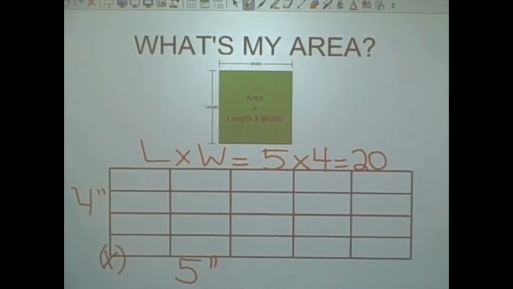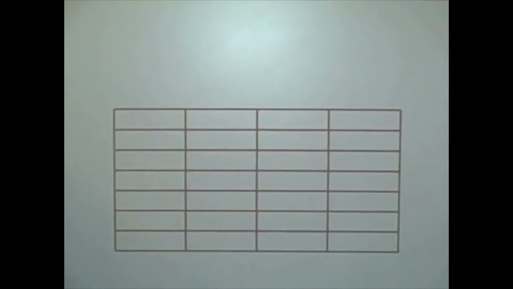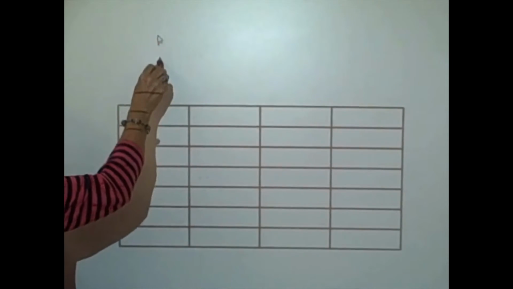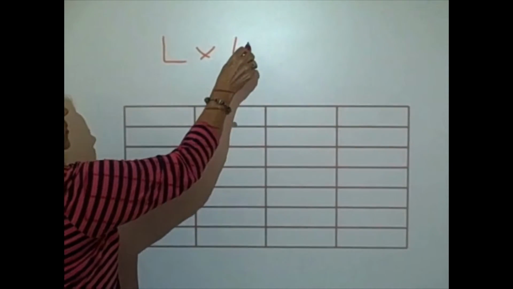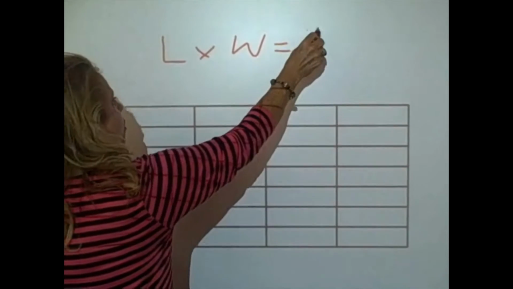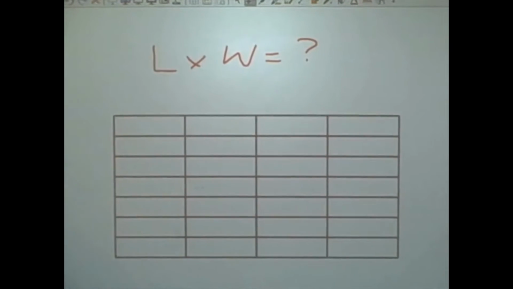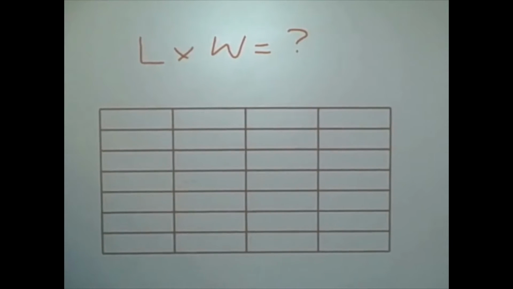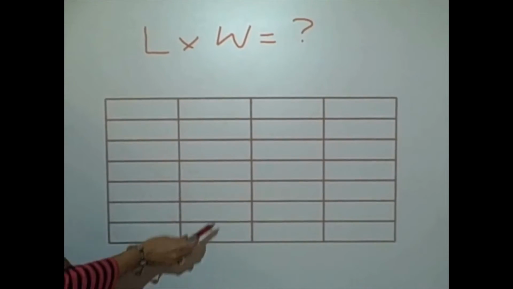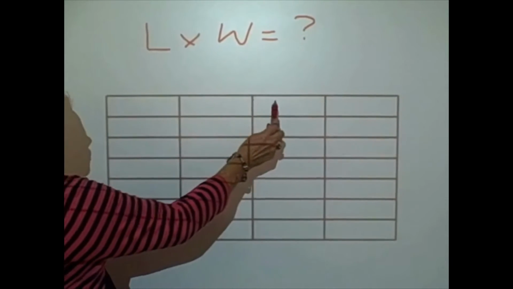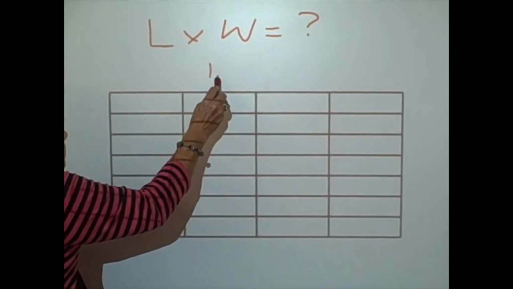So if I go to another problem, and this time I want to multiply the length times the width to find out what the missing product would be. Again, I would count my length, which is my longest part. 1, 2, 3, 4. That gives me my length.